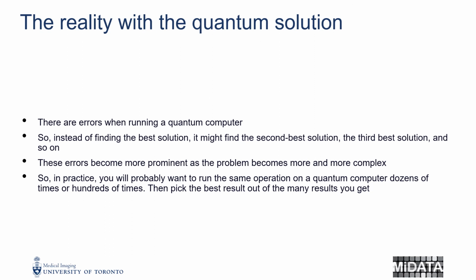Because you're getting all of these solutions at the same time with quantum computers, there are going to be errors associated with it. It will also find suboptimal solutions to your problems. But these errors will also become more prominent as the solution scales up with more and more qubits being involved. So in practice, you may want to run the same operation on a quantum computer dozens of times or even hundreds of times, and try to pick the best solution out of the ones that you're getting. And there are certain algorithms that evaluate this on the basis of probability and help you arrive at the best solution with quantum computers.